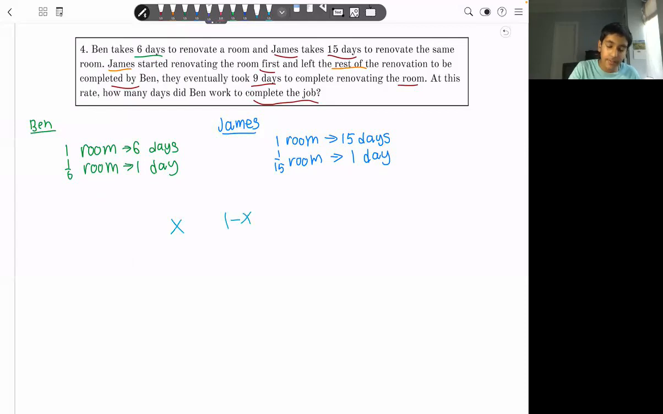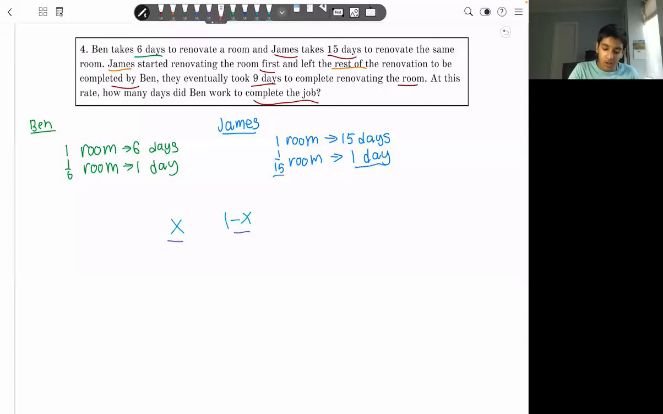Right? Is this clear to everybody, how we got until here? Yes, okay, then let's continue. So again, X is the amount that James is doing, 1 minus X is the amount that Ben does. So if James does X of the room, we know that in 1 day he can do 1/15 of a room.